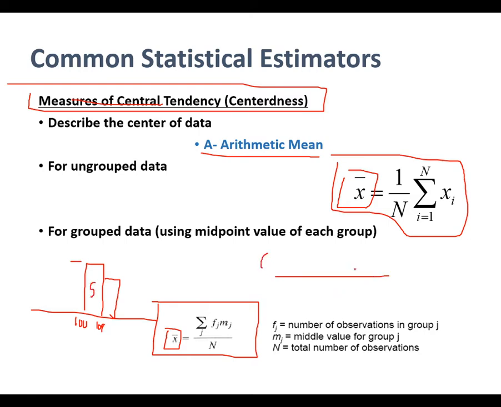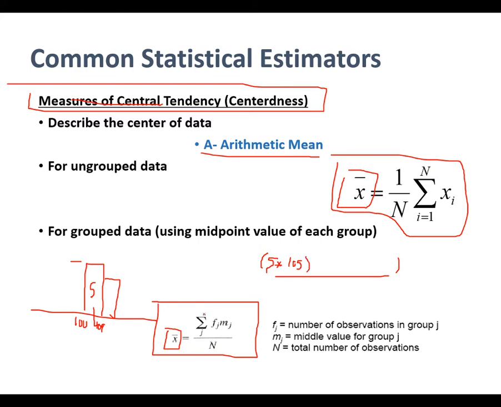I create a big parentheses, and I say here 5, that's F here, the number of observations in the first group. And what's the middle value? 105. So it's 5 times 105. This is what we did in one of the examples before, which we call here the weighted mean.